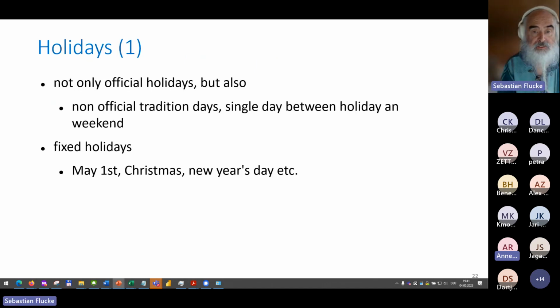So we have to hurry up a little bit. Regarding date dimension and calendar, a point you have to deal with is holidays. There are different kinds of holidays.